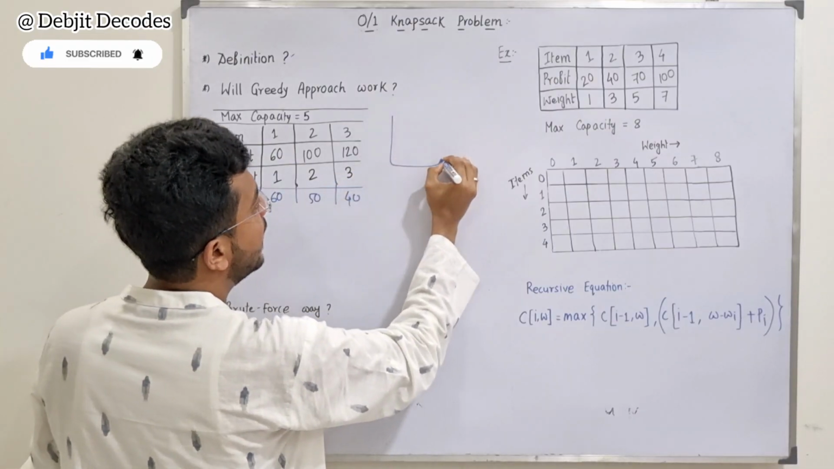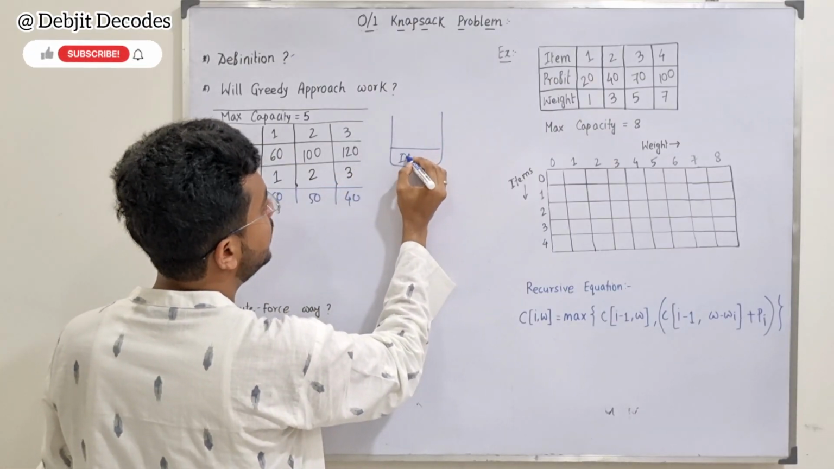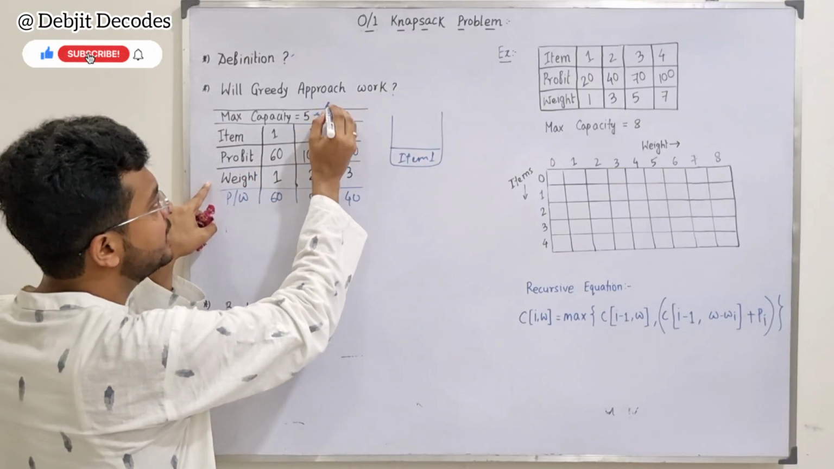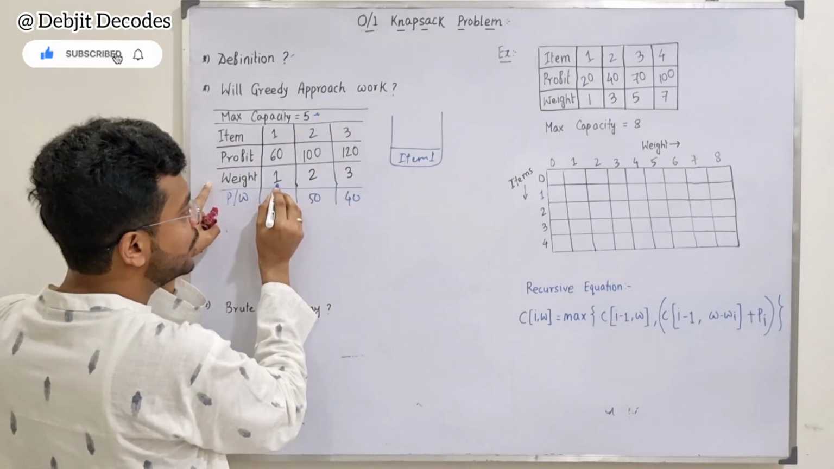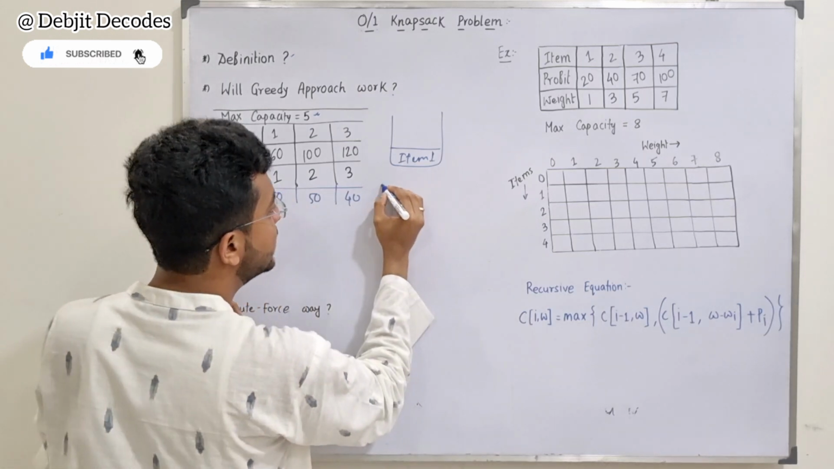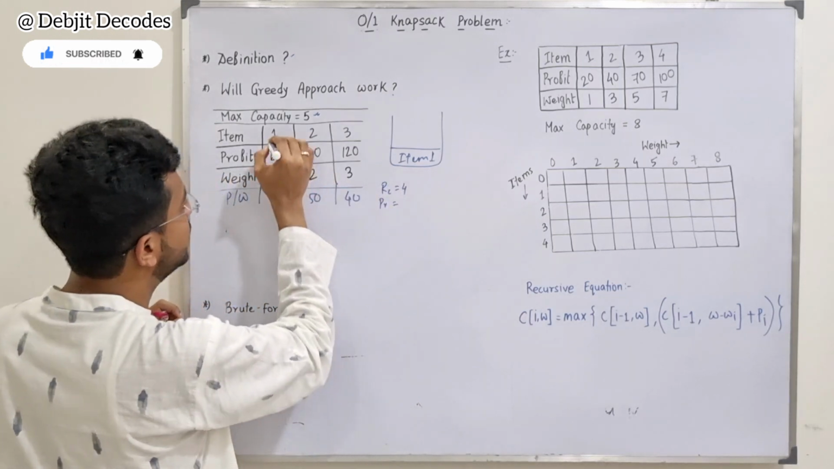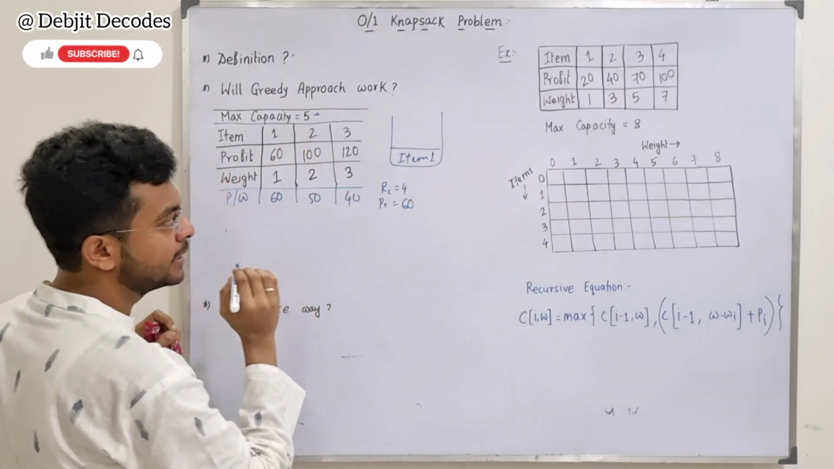Suppose there is a bag and item 1 is inside, right? When item 1 is inside, because the maximum capacity given is 5 and item 1's weight is 1, the remaining capacity is 4, right? And the total profit is 60, because the profit of the first item is 60.